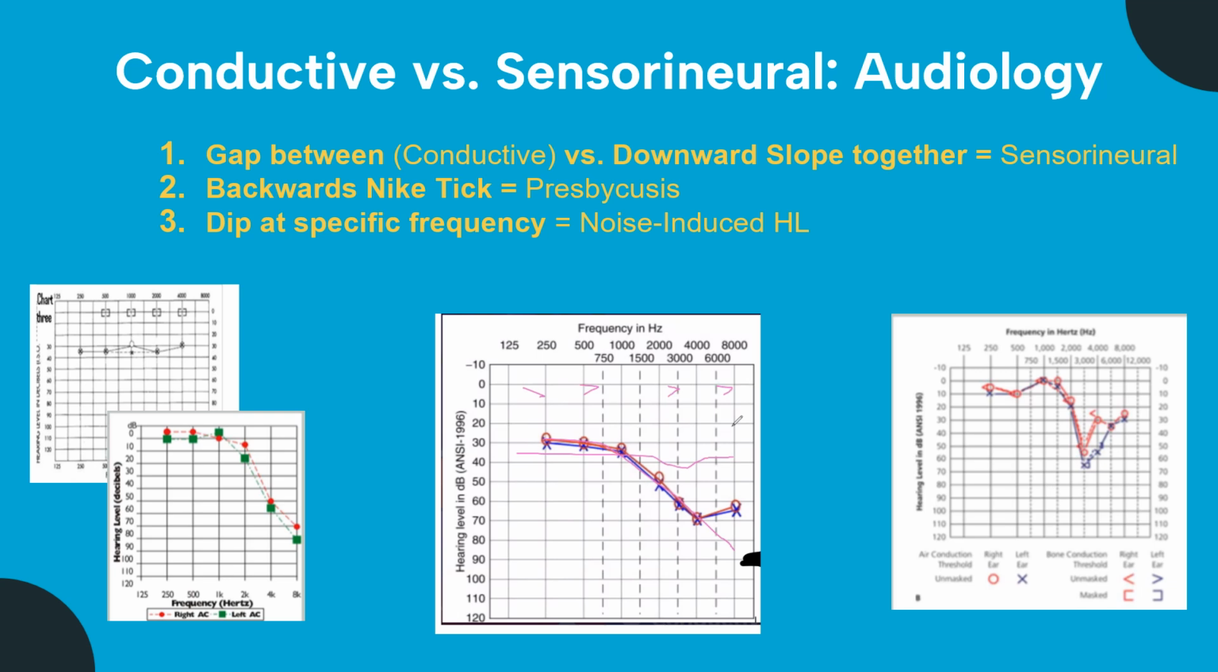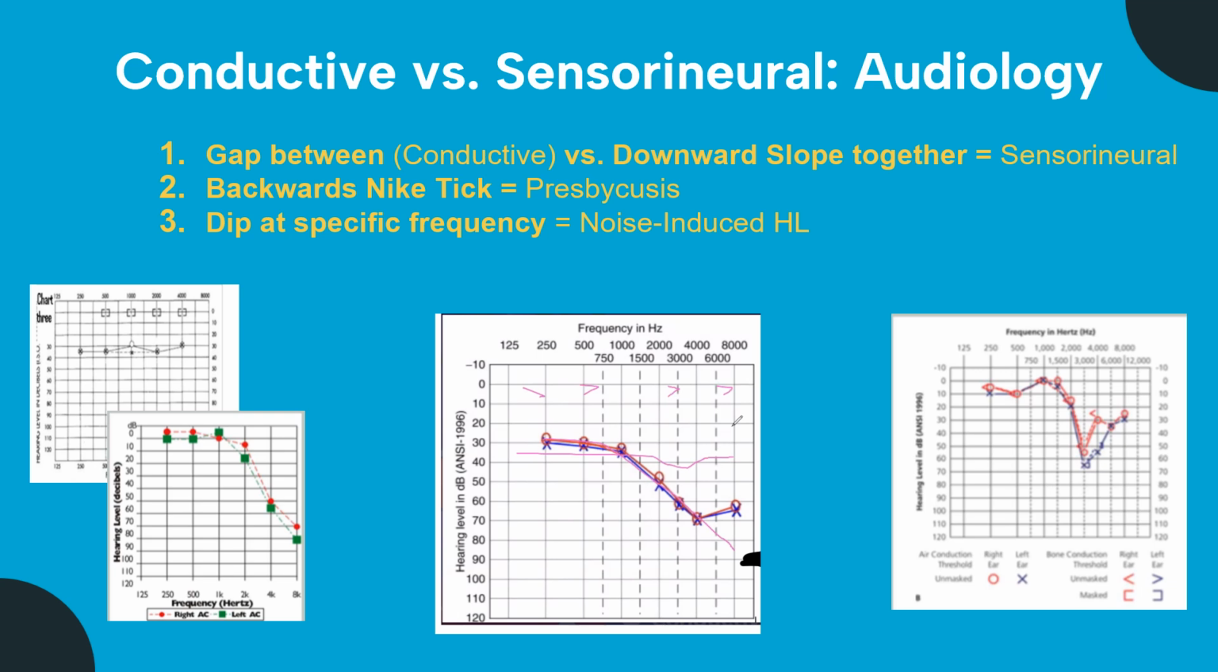When you're having a dip at a specific frequency and then it comes back up, that's a sign of noise-induced hearing loss. Around that 4,000 hertz band is where you'd expect to see noise-induced hearing loss, because that's the frequency that those most commonly offensive noises will be at. And then it comes back up to baseline or close to baseline after that.